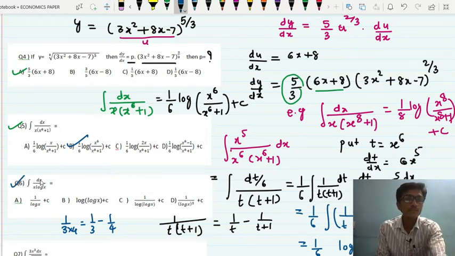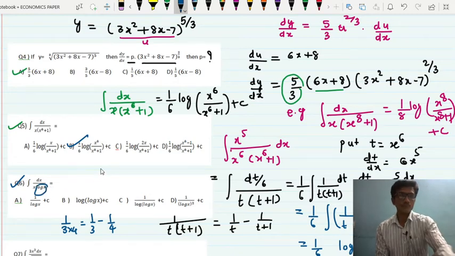Then next is, here we substitute log of x is equal to t.